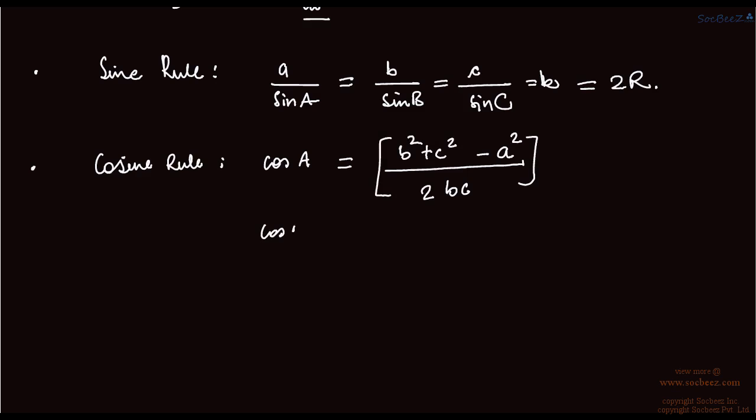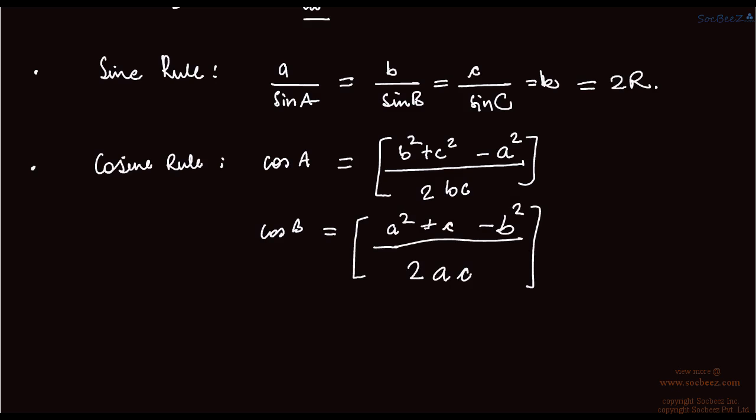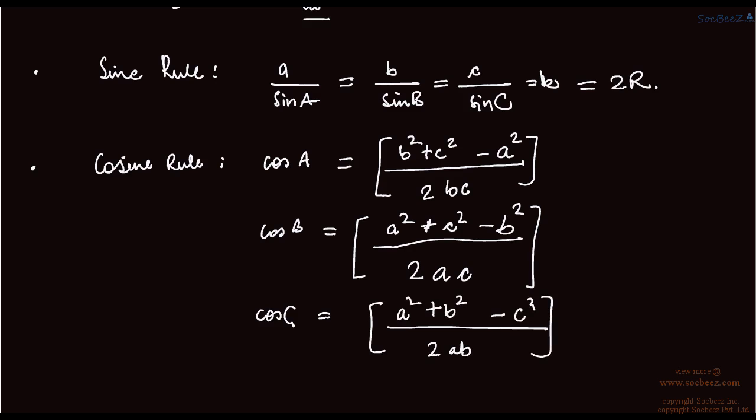Similarly, for cos B, what will it be? In the denominator, b should not come, so a and c will come, and you have to subtract b square in the numerator. So what will come? a square plus c square minus b square in the numerator. Similarly, you can define cos C. Cos C will be what? c will not come in the denominator, and c square will get subtracted in the numerator. So a square plus b square minus c square. Okay, so this is how to remember the cosine formula.